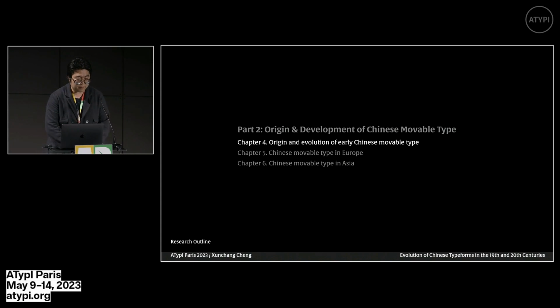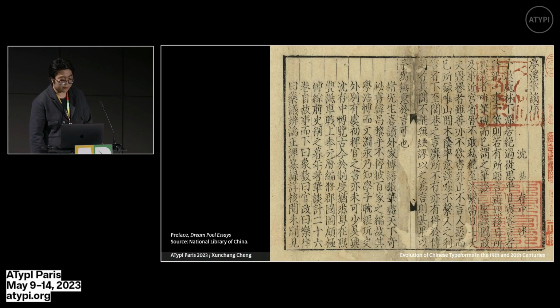And part 2 is the origin and development of Chinese mobile types. In this chapter, I'm going to briefly go through the early Chinese mobile types. Woodblock printing is more convenient than manuscripts in terms of production, but it still has a lot of disadvantages. While printing a small number of pages was feasible, it would take many years to engrave the necessary wood blocks to print extensive text.